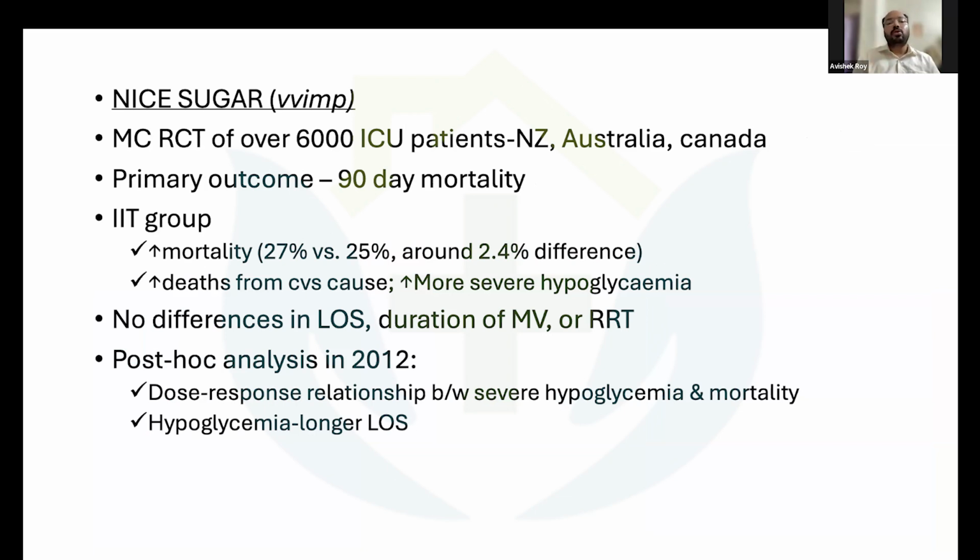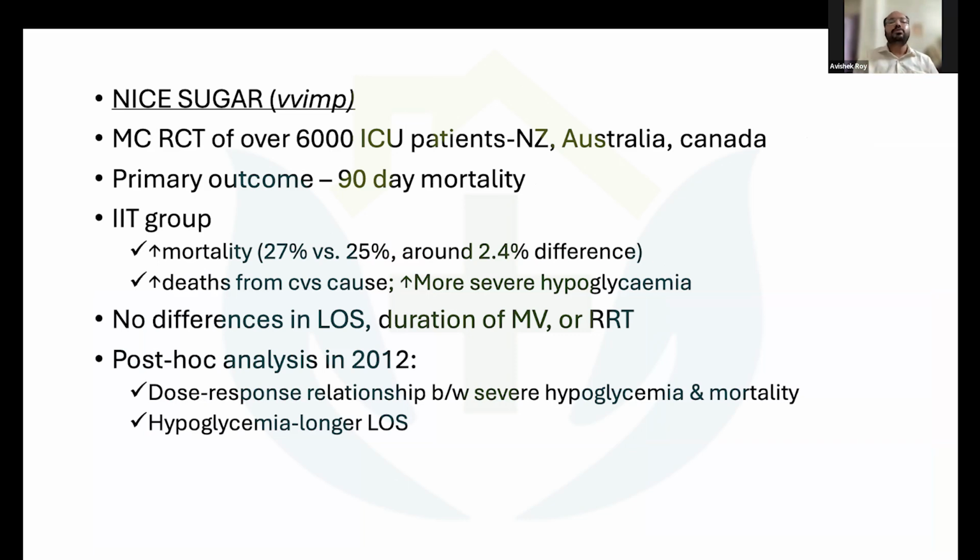I want everyone to know at least one trial. If one trial is asked about sugar management strategy in ICU, what is the quoted trial? That's the NICE-SUGAR trial. It included over 6,000 patients. It was a multicentric trial. So previous trials, most of them were unicentric.